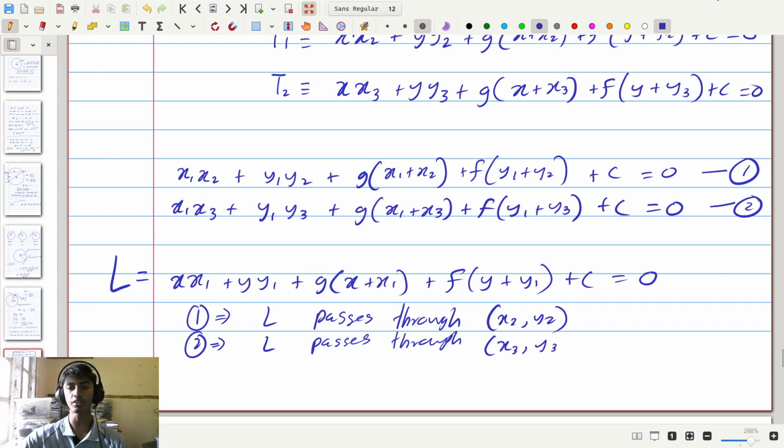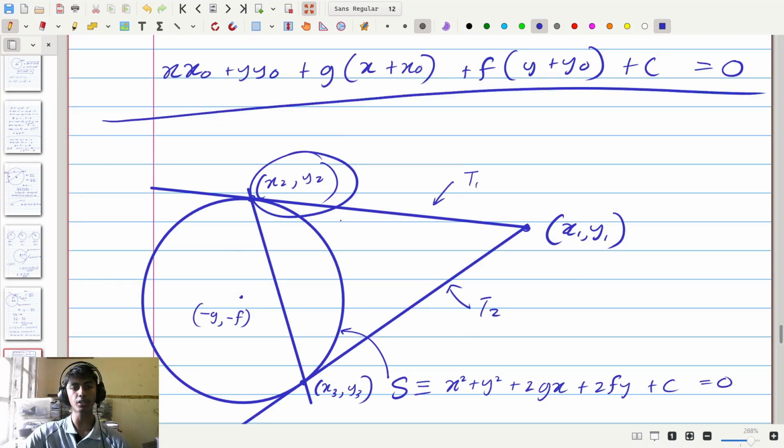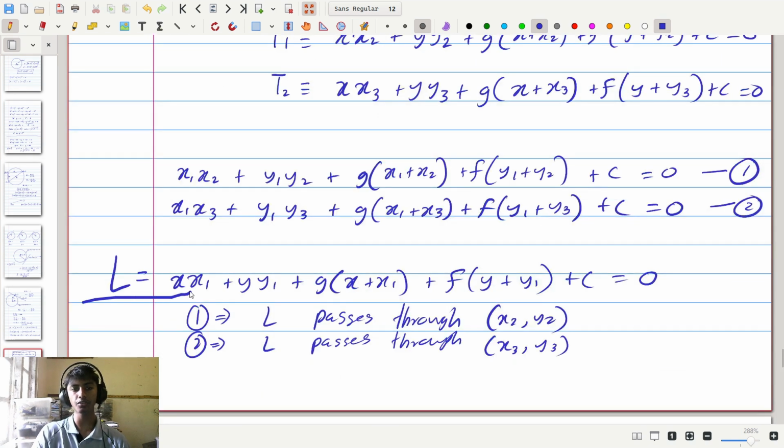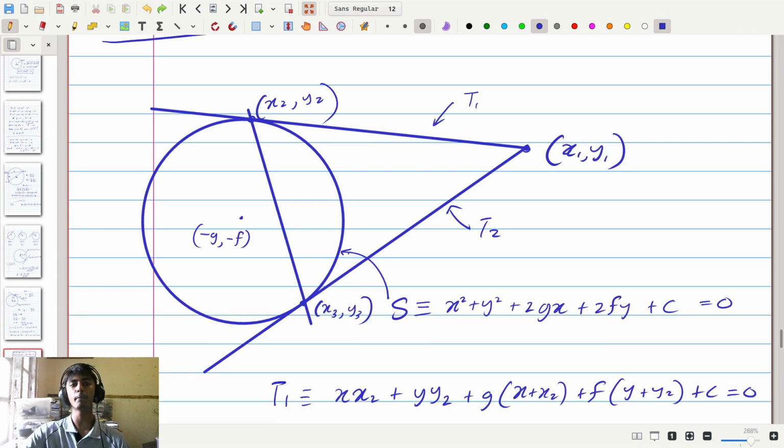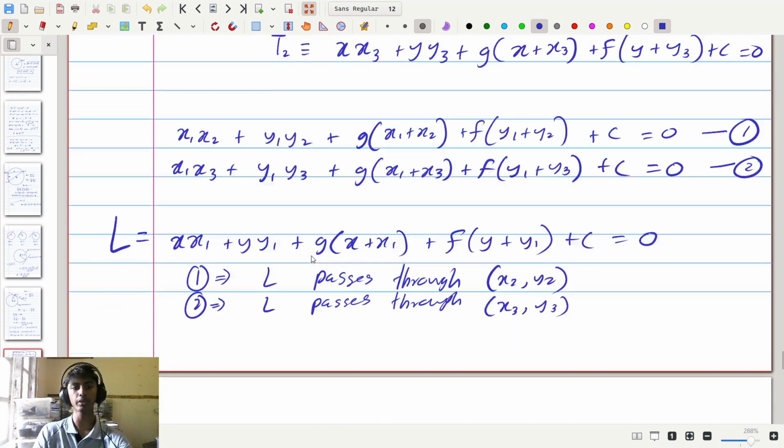Now then, if this line L passes through the points x2, y2 and x3, y3, and as we know, there is only one line that passes through these two points, then the line L must be the line that we're looking for, the line corresponding to the chord of contact. Therefore, this line here is the line we're looking for, line L. So the line for the chord of contact is given by xx1 plus yy1 plus g times x plus x1 plus f times y plus y1 plus c equal to 0.